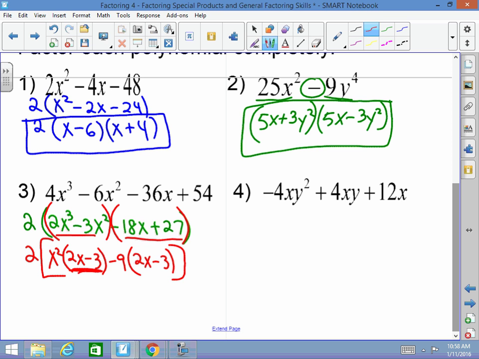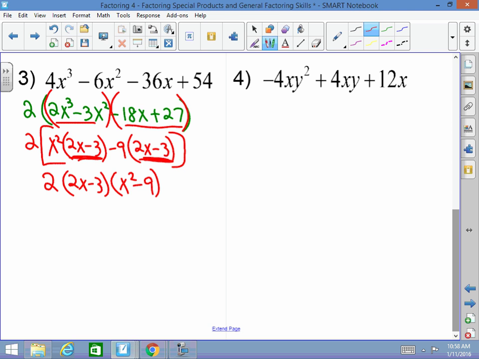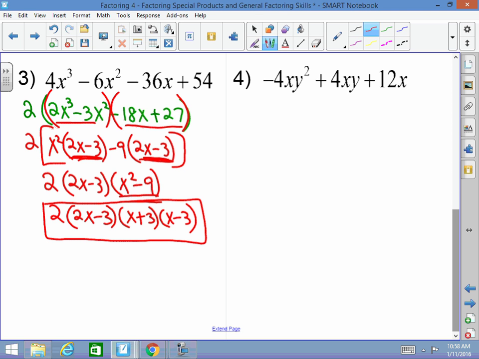Now this is a pretty cool one. Now I can factor out a 2x minus 3, correct? So I have 2 times 2x minus 3 times an x squared minus 9. Is everyone with me there? However, what do you notice? Does anyone notice anything here, guys? There's a difference of squares. Very good. So this is 2 times 2x minus 3 times x plus 3, x minus 3. Very good.